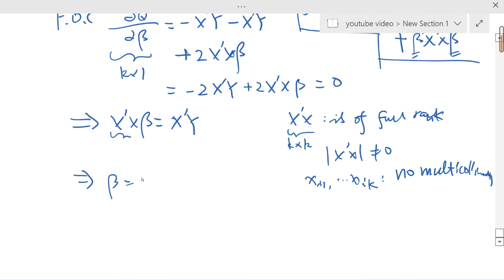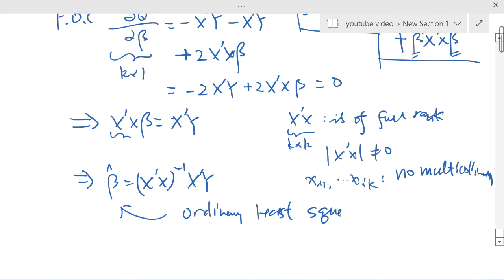So beta is x prime x inverse x prime y, and I'm going to put a hat on top of it to denote that it's an estimate, and this is what we call the ordinary least squares estimator.